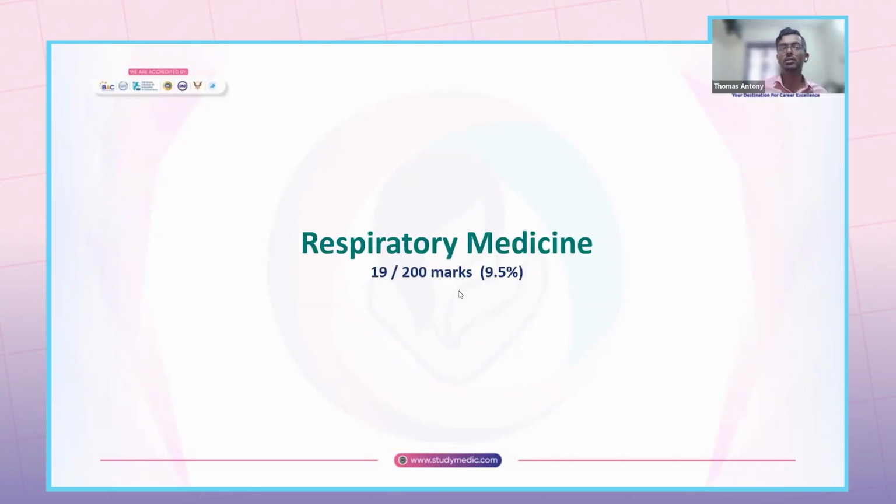So now we will be discussing respiratory medicine. This is another important topic which is given equal weightage to cardiology. That means we have almost 9.5% of the chunk.